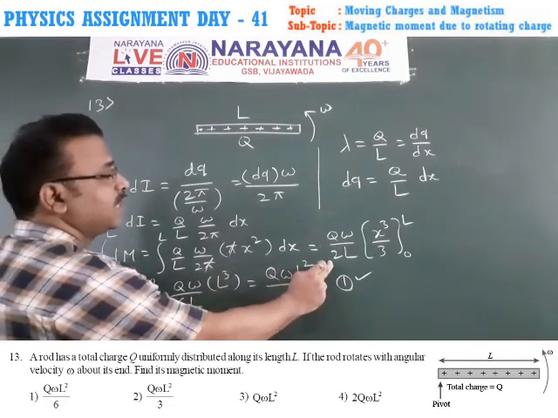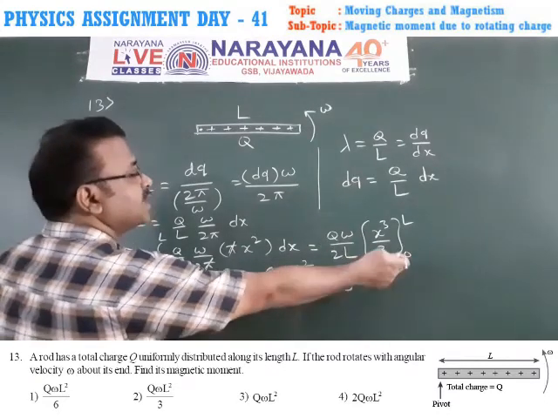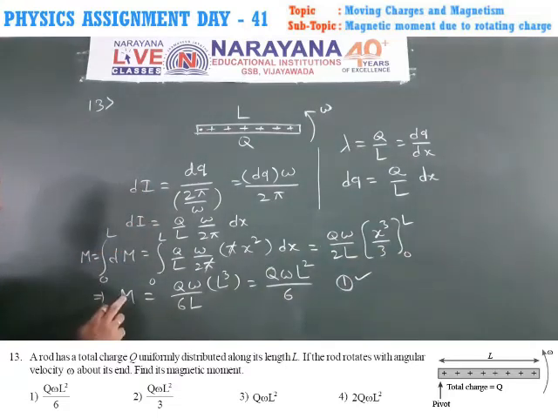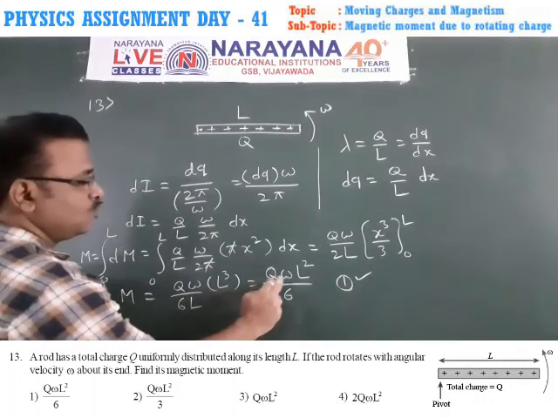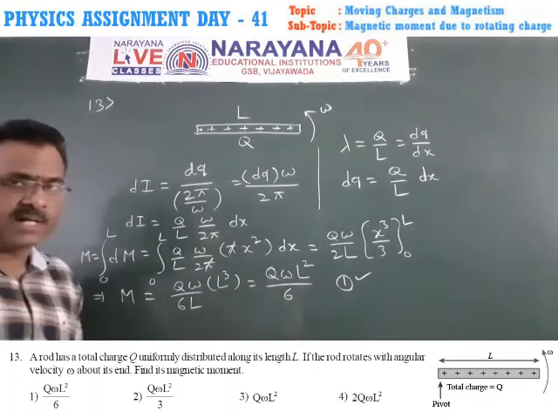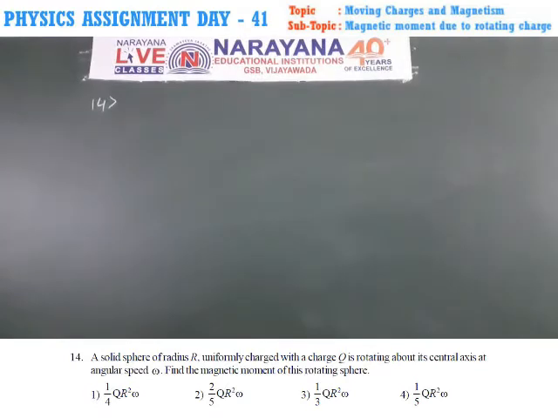So after integration you will get x cube by 3. Apply the limits from 0 to L. Then you will get m is equal to q omega by 6L into L cube, nothing but q omega L square by 6. Option 1 is correct.